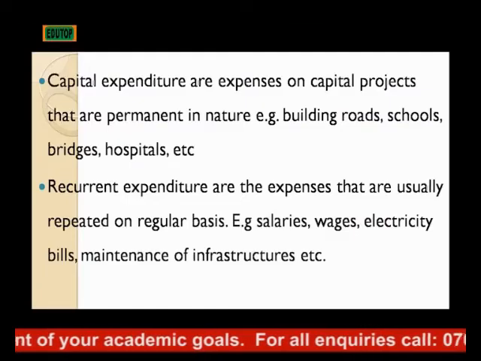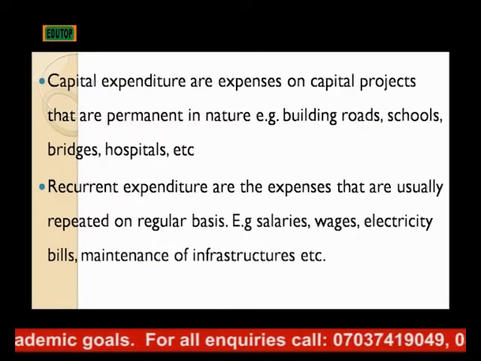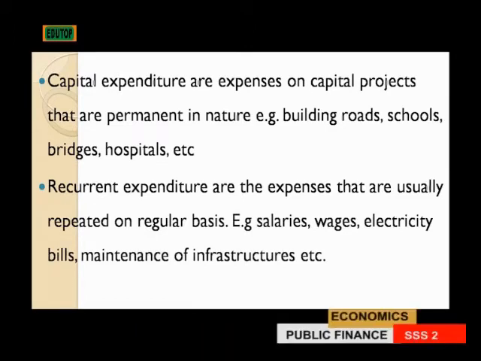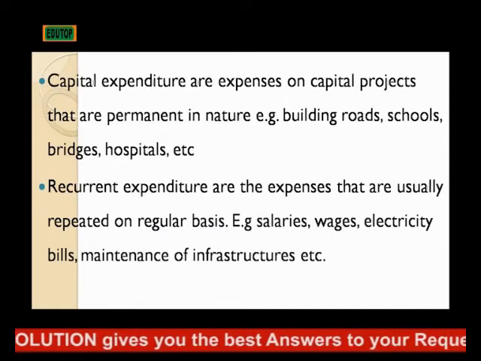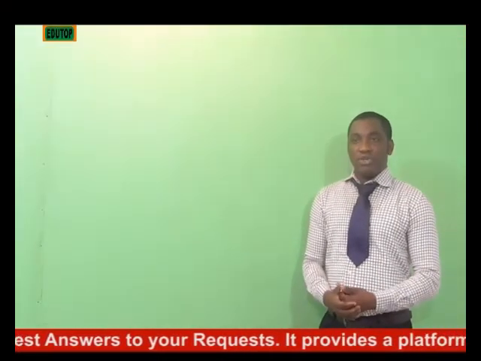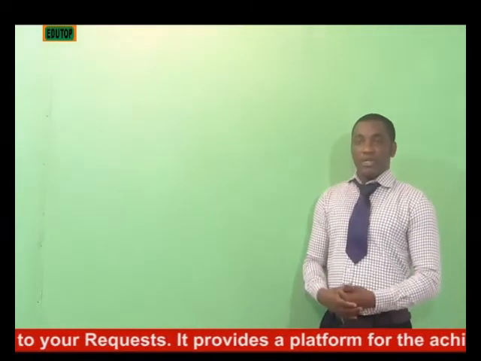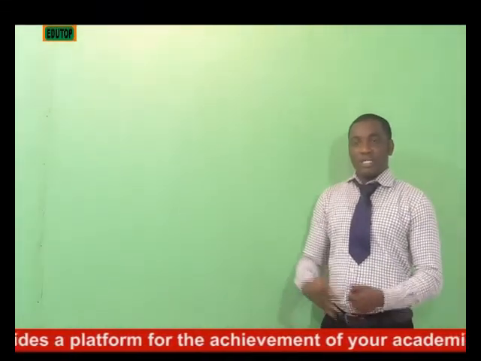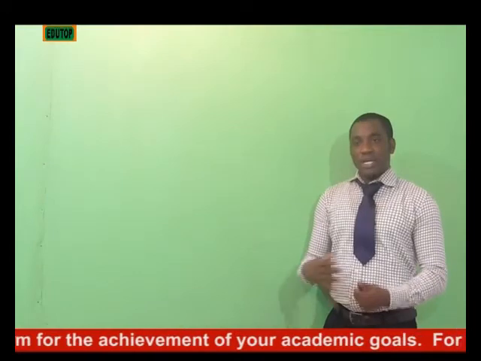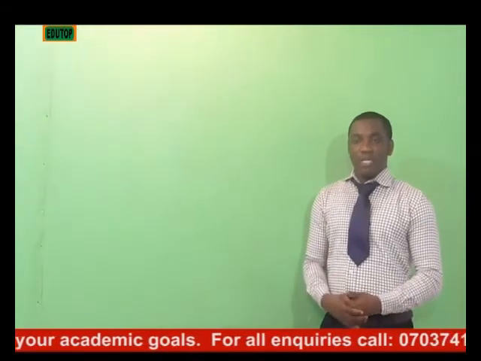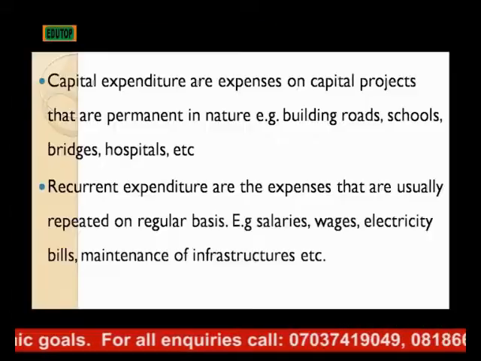Capital expenditure refers to the expenses on capital projects that are permanent in nature or that can last for a long period of time before there is need for another one, such as building roads, schools, bridges, hospitals, and so on. When government ventures into such expenditure, it has to last for a particular long period of time. It's not something that government does every year. It is referred to as capital expenditure because it usually involves a huge amount of capital.